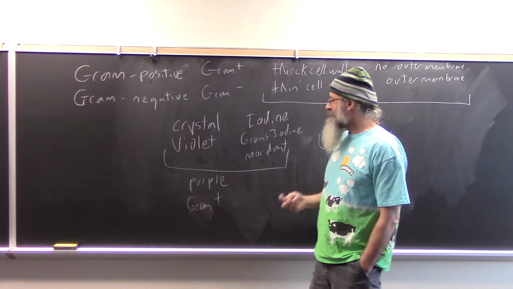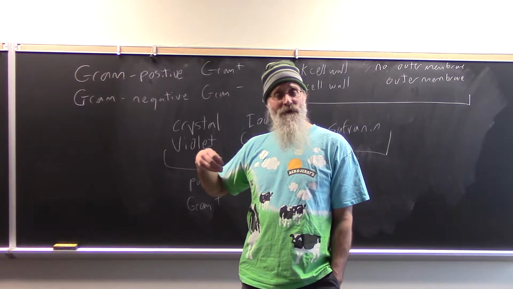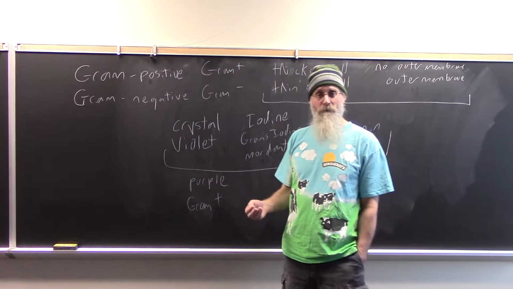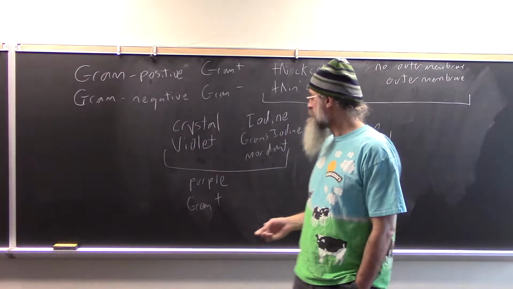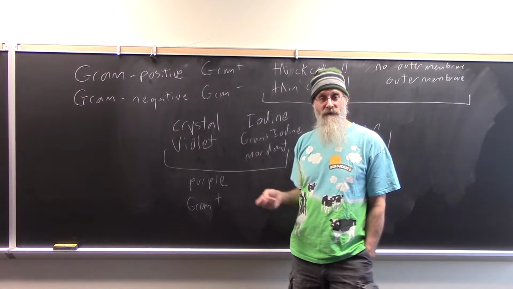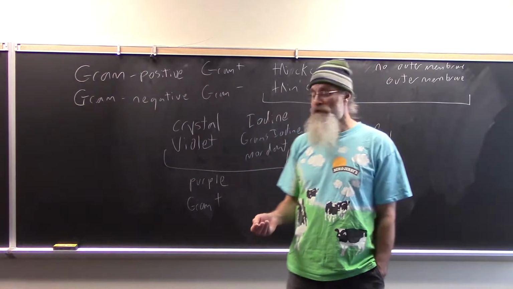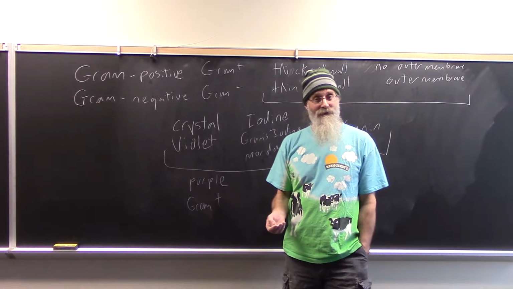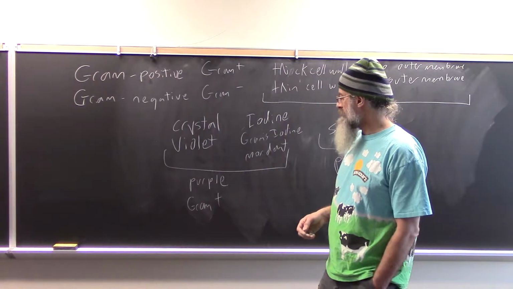Whether or not they're gram-positive is highly dependent upon your destaining step, your decolorizing step. And that's because if you decolorize too much, you're going to turn your gram-positive cells into gram-negative cells. If the cells are too old, they're going to be too delicate, and you're going to turn your gram-positive cells into gram-negative cells. There's a real art to doing this gram staining.